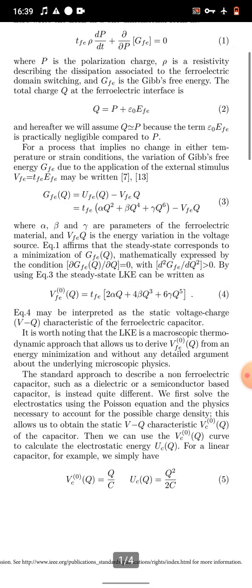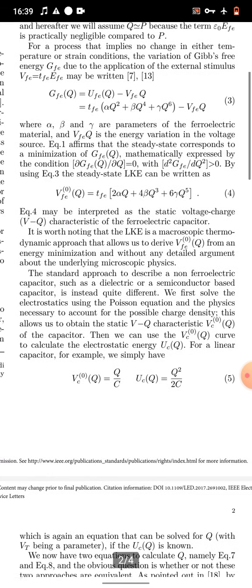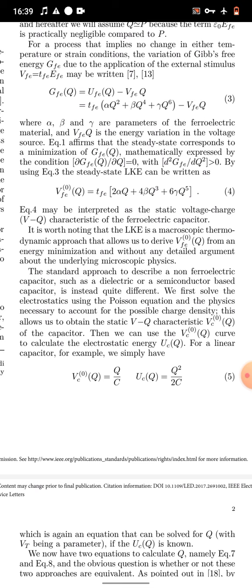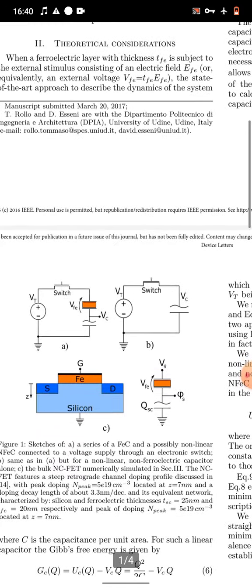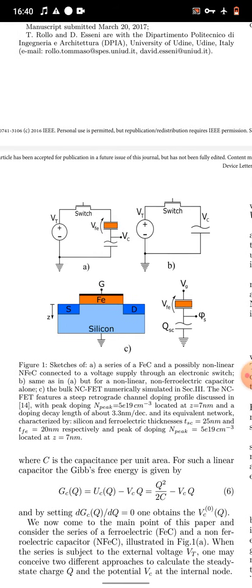Here alpha, beta and gamma are the parameters of the ferroelectric material, and V_FE Q is the energy variation in the voltage source. Next, this may be interpreted as a static voltage-charge V of Q characteristic of ferroelectric capacitors. So this is the equation given below, and this is the diagram.